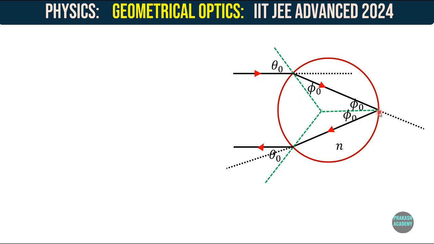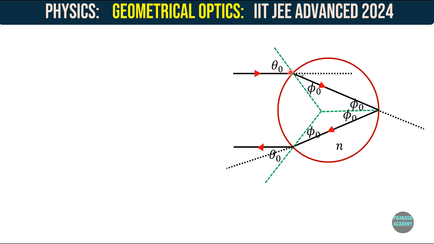And at this point, this light ray undergoes reflection. This means angle of incidence is equal to angle of reflection. So this angle is phi naught, then this angle is also phi naught. Now this is a radius, this is a radius. So in this triangle, the base angles, this and this, have to be equal. Now this angle is phi naught, then this angle has to be phi naught.